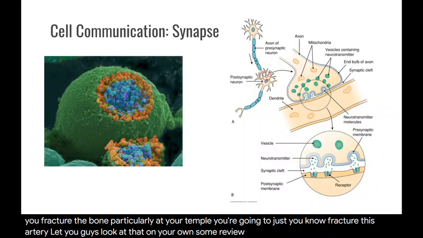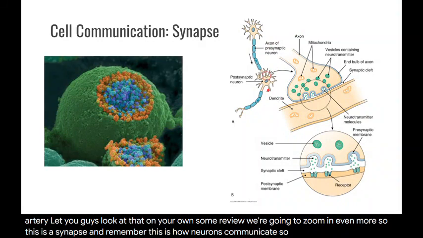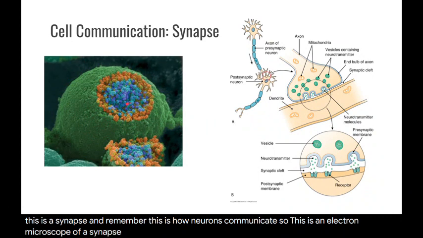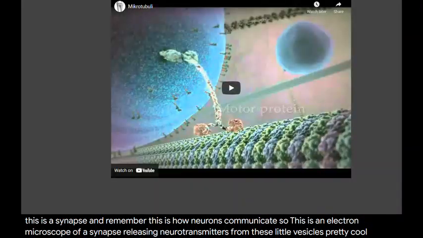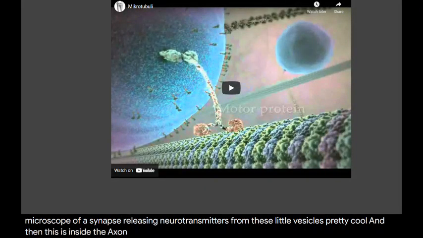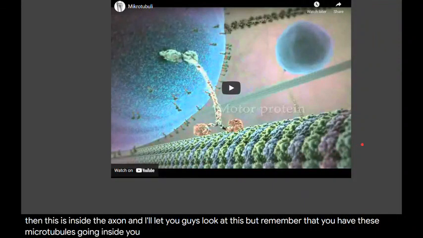Some review, we're going to zoom in even more. So this is a synapse, and remember, this is how neurons communicate. This is an electron microscope of a synapse releasing neurotransmitters from these little vesicles. Pretty cool. And then this is inside the axon, and I'll let you guys look at this, but remember that you have these microtubules going inside, as part of the cytoskeleton. So we're zoomed in very, very far.